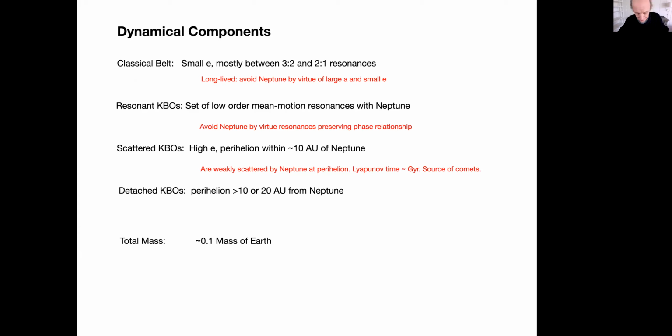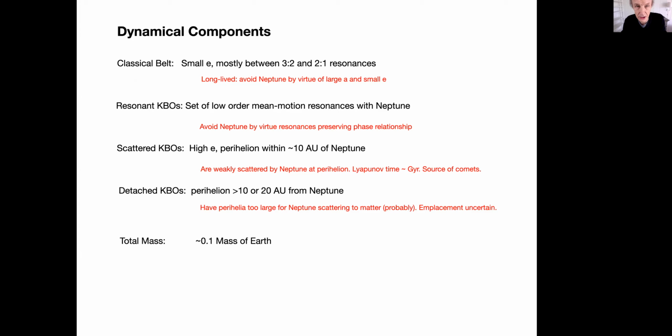we think. The detached objects are a bit more mysterious. They're probably not kicked around by Neptune because they never get close to Neptune, at least now. They're probably moved around by something else. We don't know what. There are various interesting models in circulation.